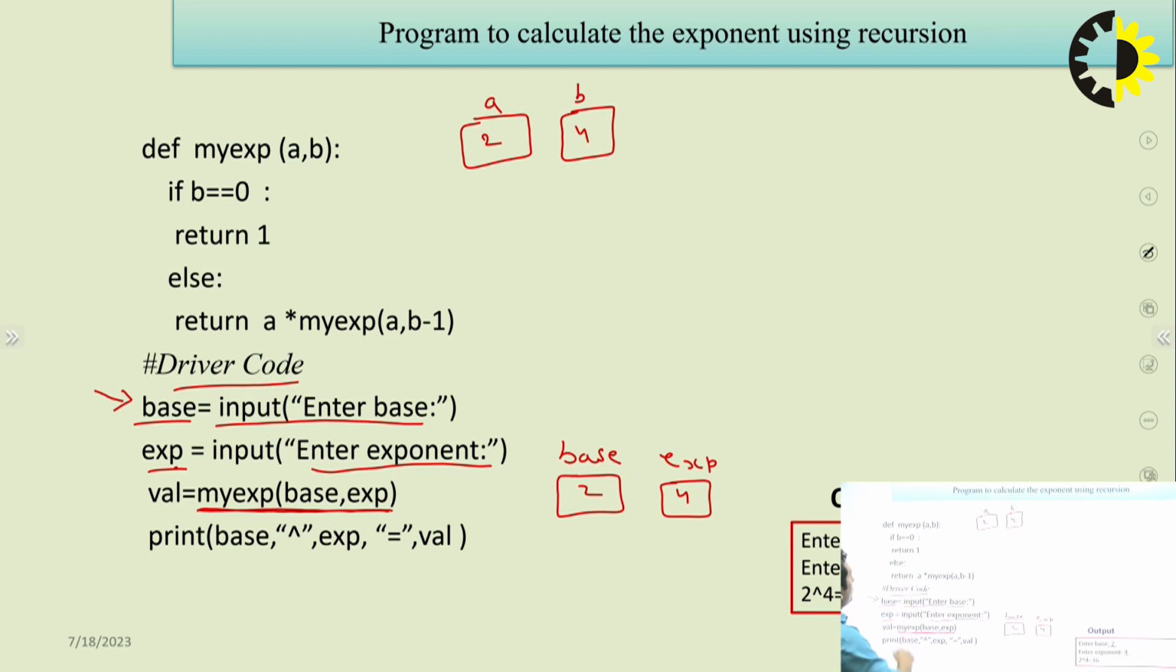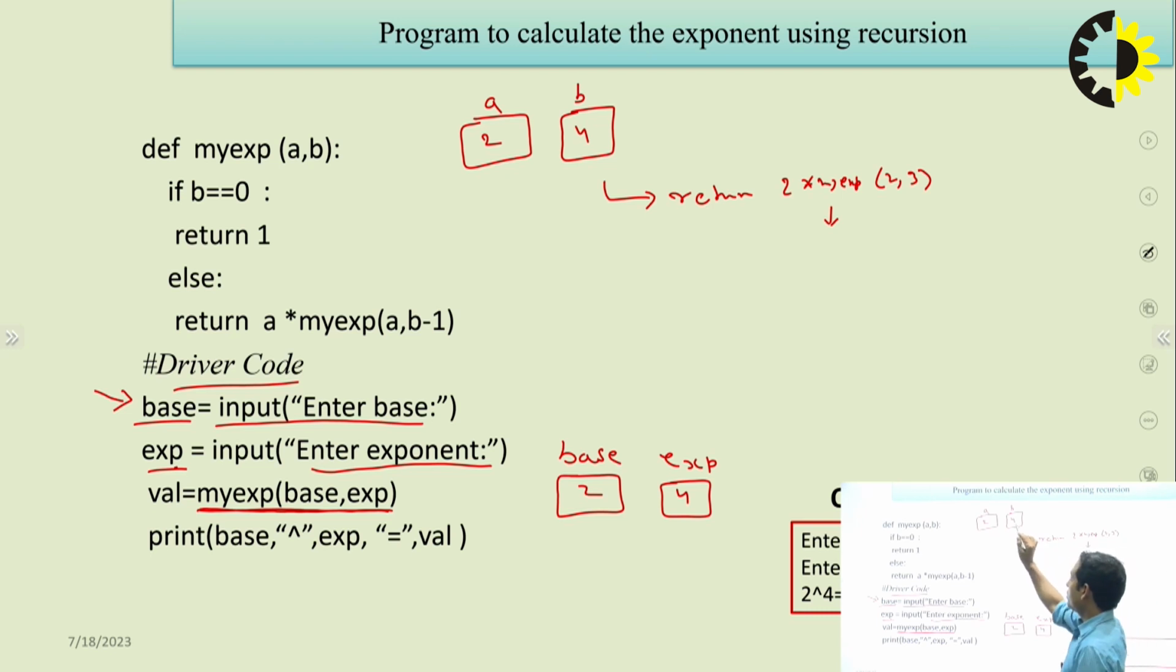Now, if b equal 0? No, b is not 0, b is 4. So the else part will be executed. In the else part, return a means 2 into myexp, the parameter is 2 and this is b minus 1. Why b minus 1? Because this is approaching the base case. b minus 1 means b is 4, b minus 1 is 3. Again a recursive call for this particular function myexp.